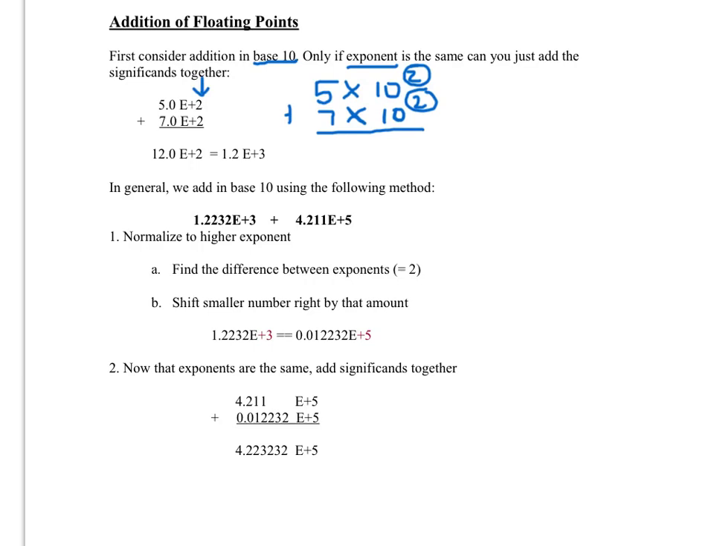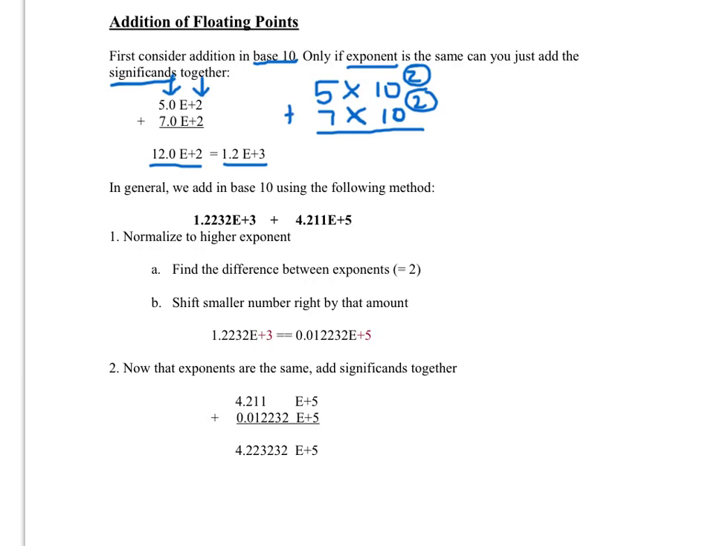What we do is we add the significands. The significands are these numbers here. So 7 plus 5 is 12, so 12 by 10 to the power of 2 is the answer. And if we rewrite that in scientific notation, that's equal to 1.2 by 10 to the power of 3.